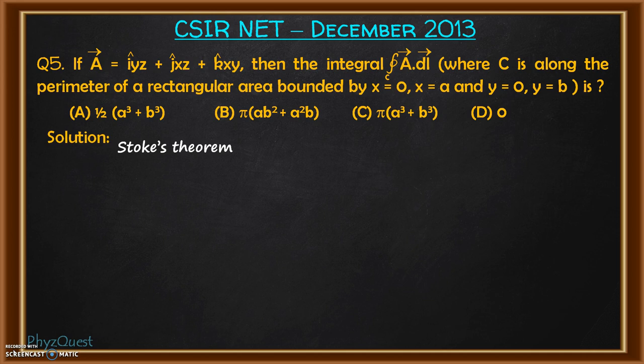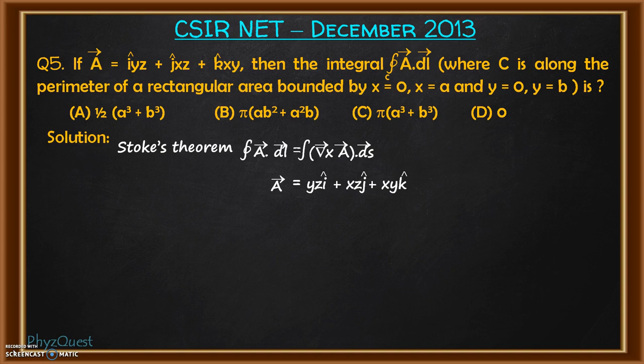Now according to the Stokes theorem, this integration of A dot dl over the contour C is equal to the surface integral of curl of vector A, that is integration of del cross A dot ds. This is the surface integral. So here, in order to calculate the value of the integral, we need to find out the curl of vector A. A is given as i cap yz plus j cap xz plus k cap xy.